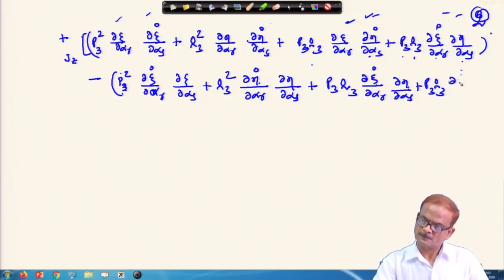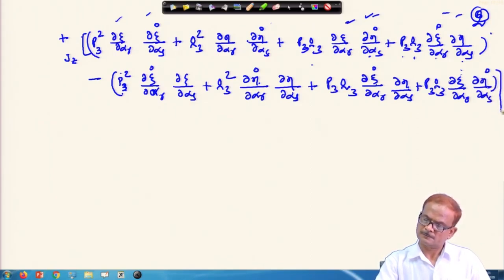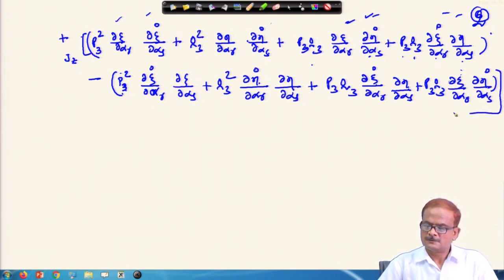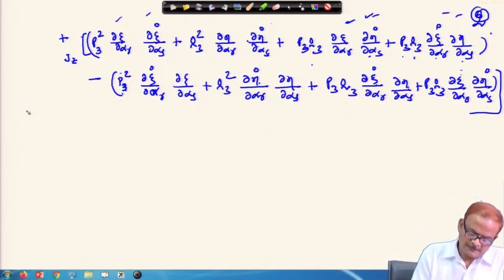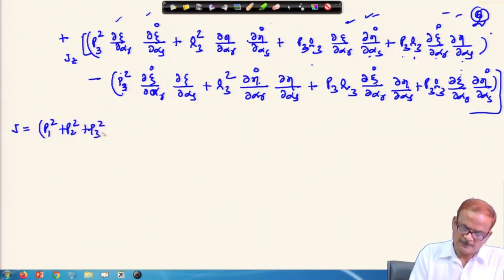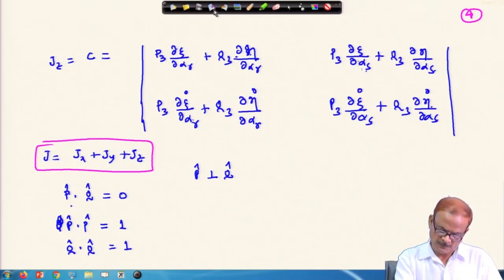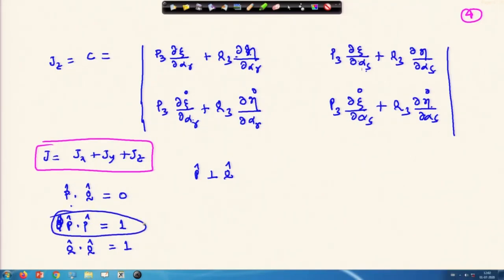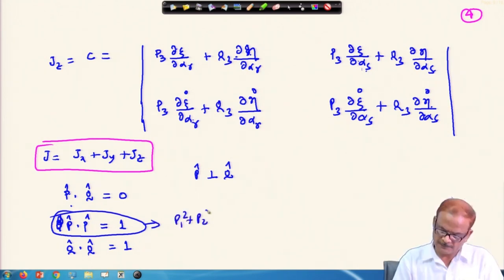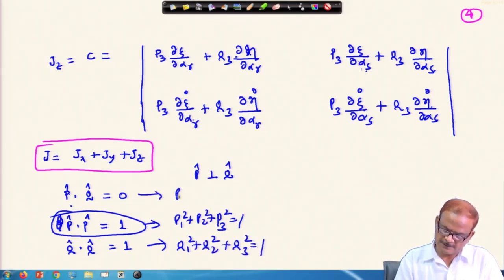Now, we can combine the terms which are common. We can write here J equal to P1 square plus P2 square plus P3 square. Already we have written this quantity here. So this implies P1 square plus P2 square plus P3 square equals 1. Similarly, Q1 square plus Q2 square plus Q3 square equals 1, and P1 Q1 plus P2 Q2 plus P3 Q3 equals 0. This information we are going to use, and thereby the equation will get simplified. So, we combine these terms and then it looks like this.